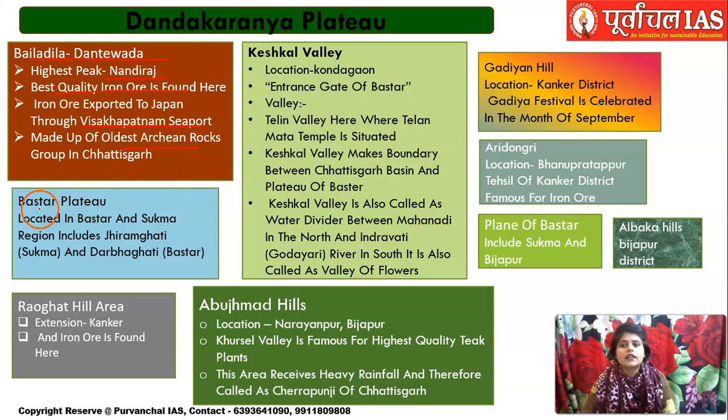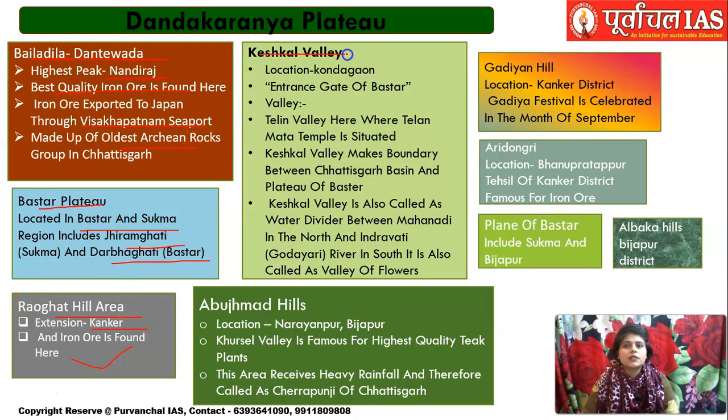Okay? Then there is the Bastar Plateau, the plateau of Bastar and Sukma. We have Jhiram Ghati, Darbha Ghati. Ghati area is here. The whole roads are in the Ghati pattern. Now, Raughat Hill, I told you, iron ore is found in abundance here. The Kanker area has Raughat Hill.